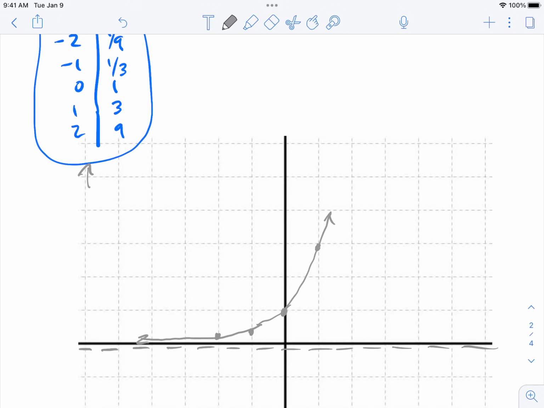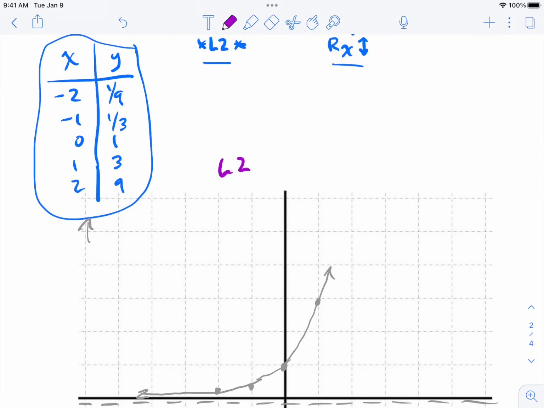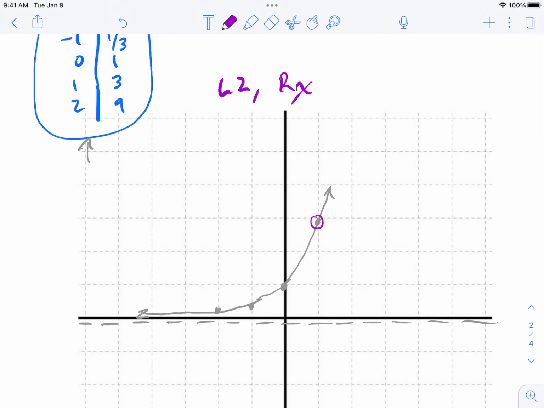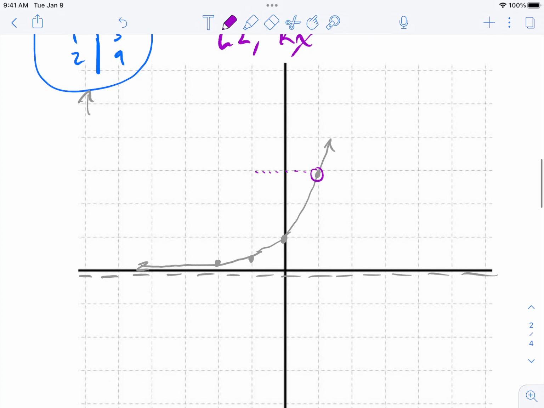Now, let's get the real function going. Remember my 2 moves: left 2, reflect over the x. I do both of those moves for every single point. This point, I go left 2, puts me over to there, and then I reflect over the x-axis, puts me over to here. So that point ends up down here. This point, I'm going to go left 2, and then reflect over the x-axis, puts me here. Maybe one more point. This point, I go left 2, I reflect over the x-axis, puts me here.